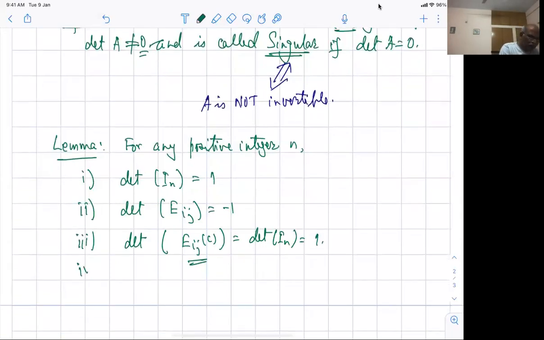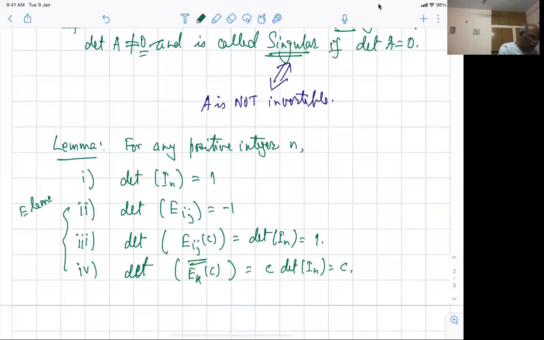4th, the determinant of E_i(c) will be c times the determinant of the identity, which is equal to c. All right, so these are the 3 elementary row operations. All right, and we needed to know them. Fine. So this is important.